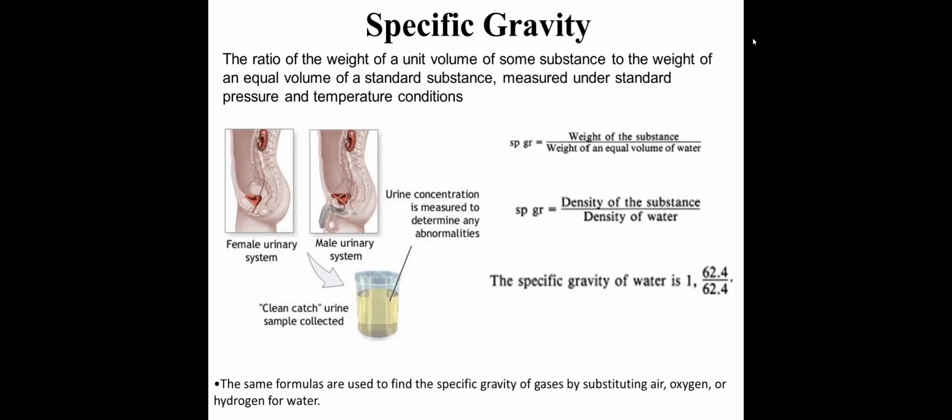Now, the same types of formulas are used to find the specific gravity of gases, but you just simply substitute air, oxygen, or hydrogen for water as your standard substance.